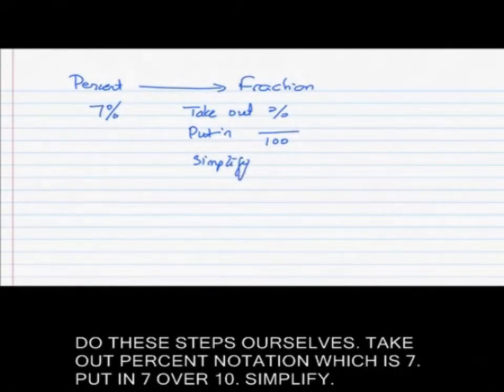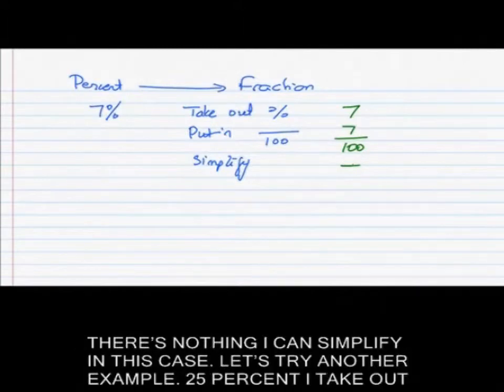So let's do these steps ourselves. Take out the percent notation, which is 7. Put in 7 over 100. Simplify. There's nothing I can simplify in this case.